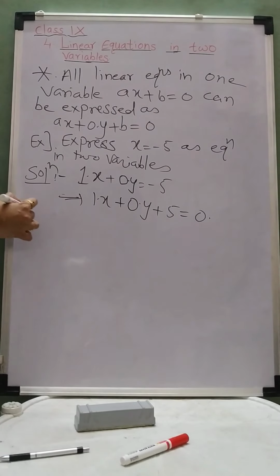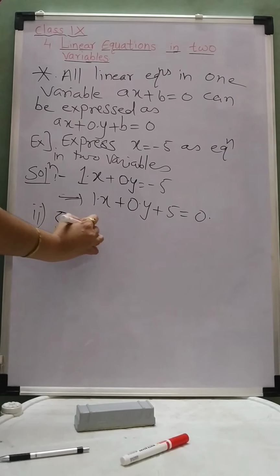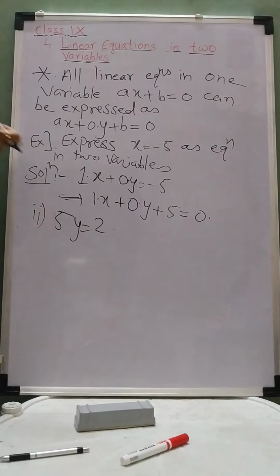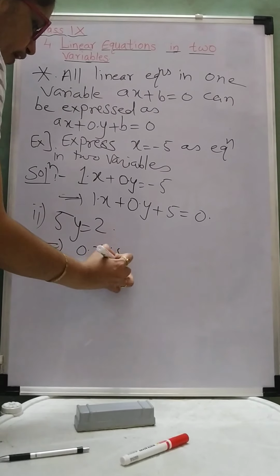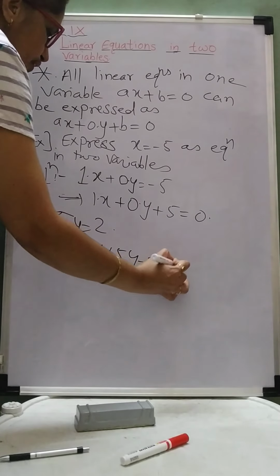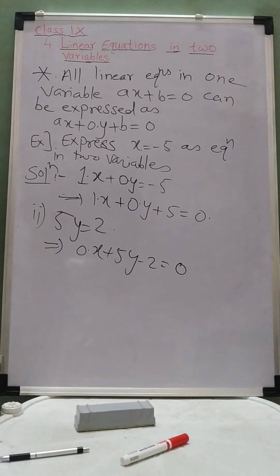Then the second one is 5y is equal to 2. Now again you can do it in the same way. Since the x term is absent, you can write the coefficient of x as 0. So you can write this as 0 into x plus 5y minus 2 is equal to 0. This can be written like this. I think all are clear.